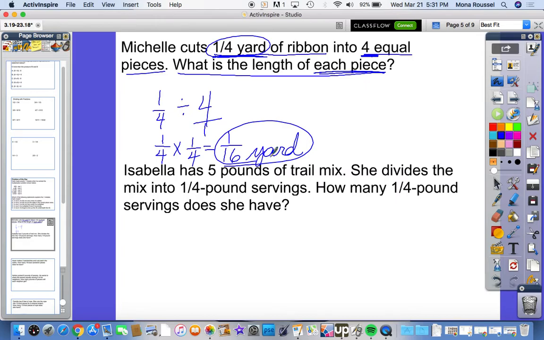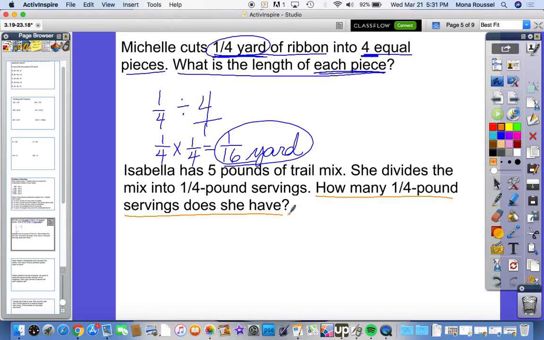Now looking at the next problem. Isabella has 5 pounds of trail mix. She divides the mix into 1/4 of a pound servings. How many 1/4 of a pound servings does she have? Our question, go back to that first. How many 1/4 of a pound servings does she have?